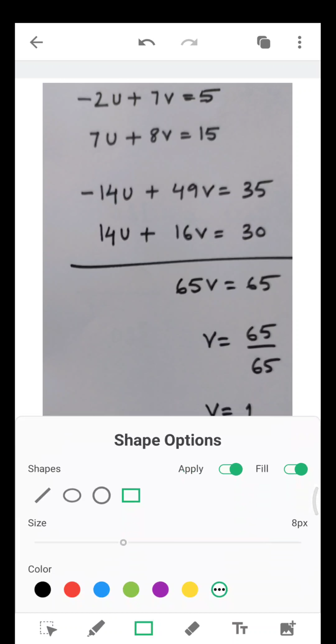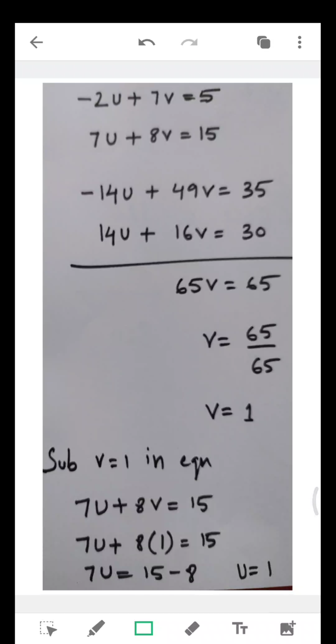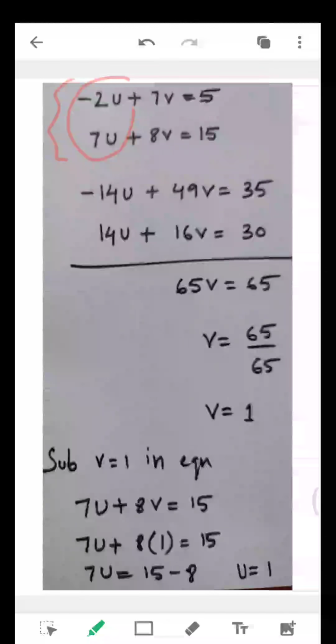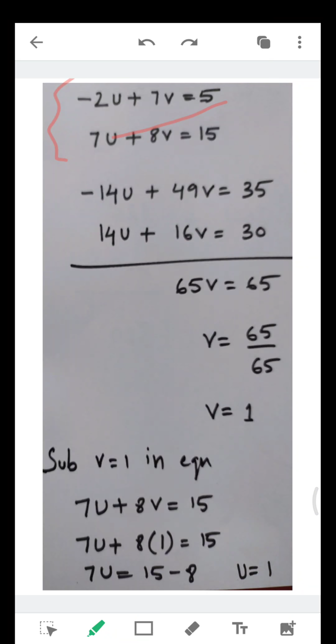These are our equations. I have taken both the equations here. So how do we eliminate u? How to make the coefficient of u equal? I'll try to make the coefficients of u equal. So I'll multiply by 7 here, and this 2 I'll multiply here.